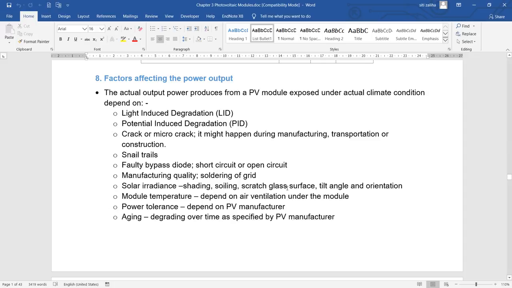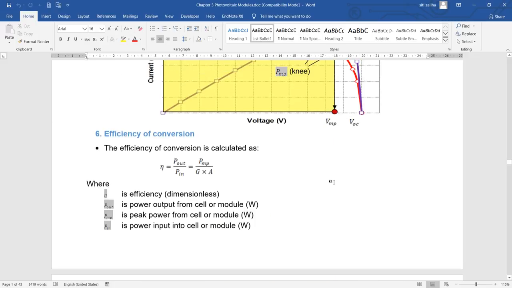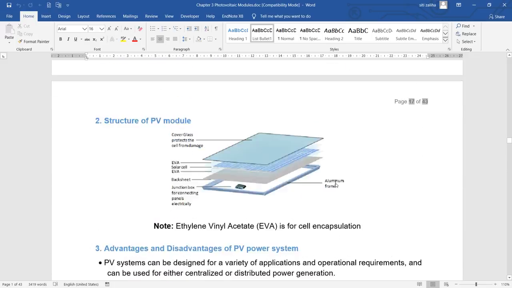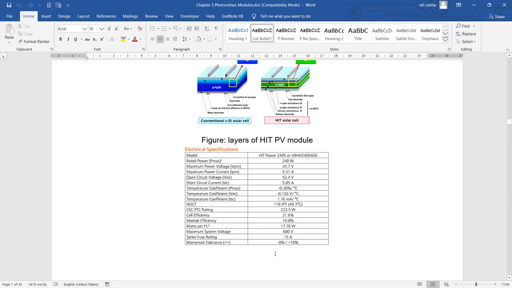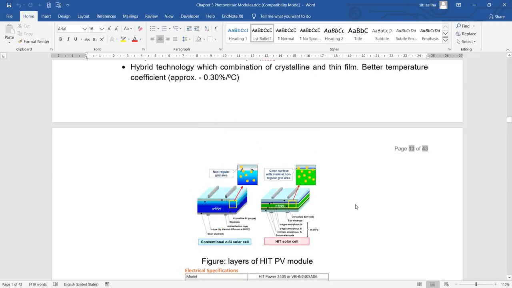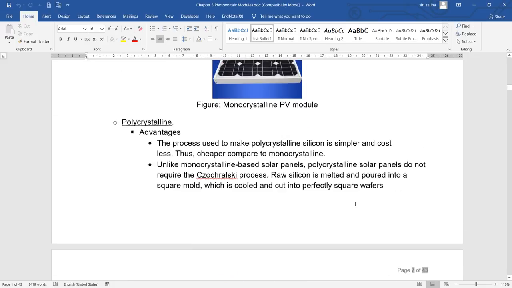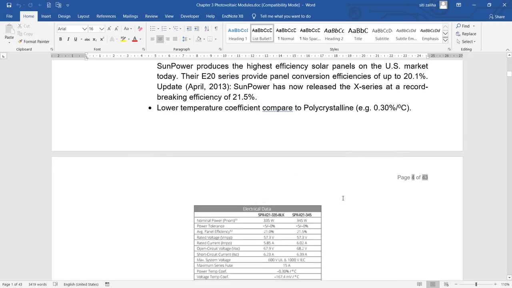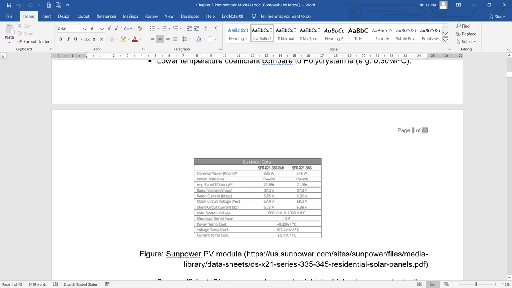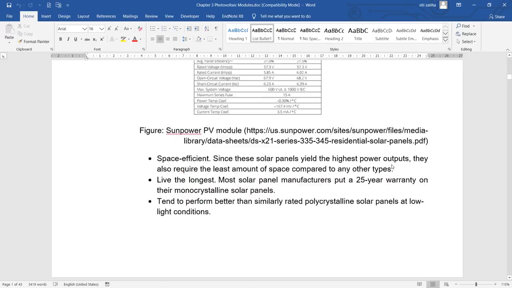Power tolerance depends on the PV manufacturer. For example, here in this data sheet, let's see, do we have any power tolerance? The example here is between 0% to plus 10%. This is the HIT PV module. Do we have another example here? Another example is from a monocrystalline PV module, which has a power tolerance of plus 5%, minus 0%. Okay, so the power can increase 5% from the rated power.